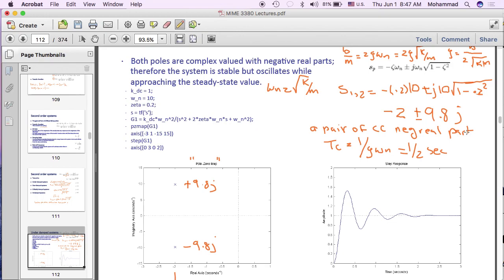What if zeta wasn't, what was the value? 0.2. What if it was 0.8? Is this system still underdamped? Okay. But would the transient response look different? Do you expect it to be faster or slower? So zeta goes from 0.2 to 0.8, which means the denominator gets larger, which means the time constant gets smaller, which means the system gets faster.